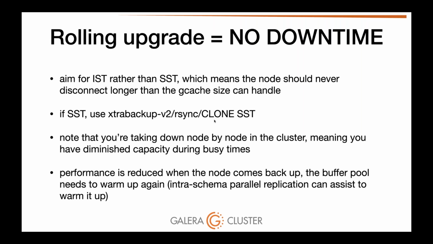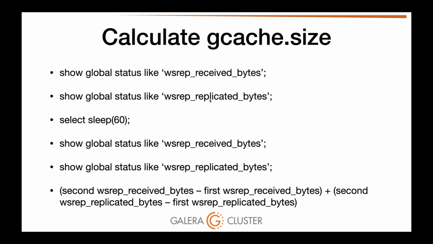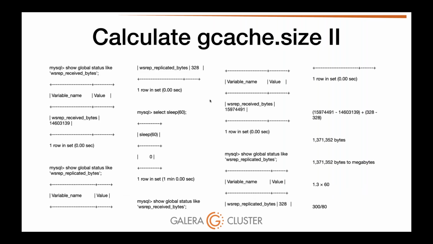But when I say you're doing everything online, how are you going to get your application not to read or write from an upgraded database? So before we get to that, I recommend all of you to calculate your Gcache size in production. So check received bytes and replicated bytes, sleep for a minute, do it again, and then do a bit of a calculation to see how long you can go offline.